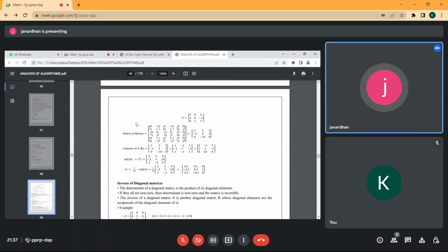Suppose the matrix A equal to 3, 0, 2, 2, 0, minus 2, 0, 1, 1.